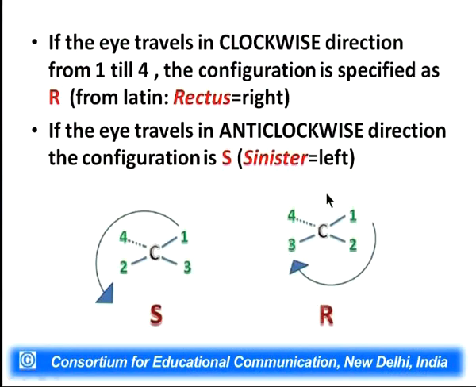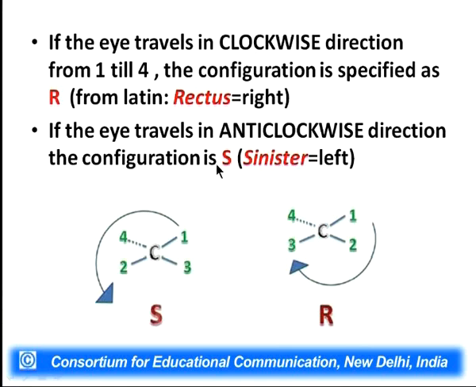And if your eye travels in clockwise direction, let me show here, this is having group number 1. What we've done here is we've taken this group which is having lowest priority away from us, and now when we are traveling, our eye travels from 1 to 2 to 3 to 4 in clockwise direction. We will give this configuration R, and R is derived from the Latin word rectus, meaning right.